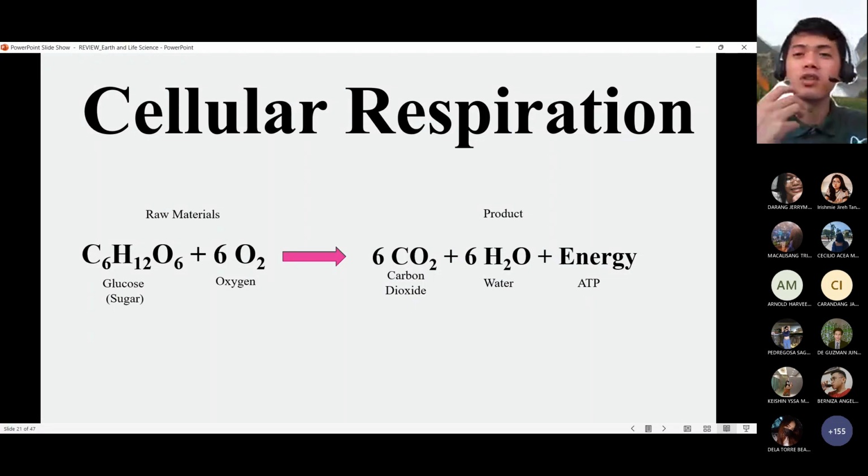Some of the energy is released as heat, some is converted into ATP. Again, this is the equation for cellular respiration. And if you can still remember the equation for photosynthesis, it's just like a reverse reaction. Take note that plants also undergo cellular respiration.